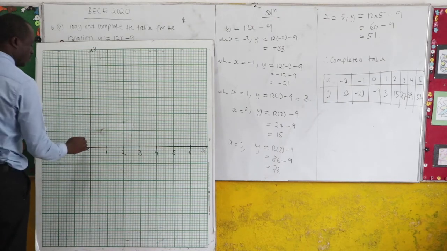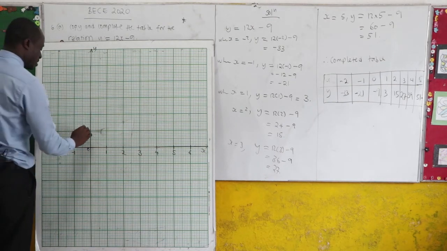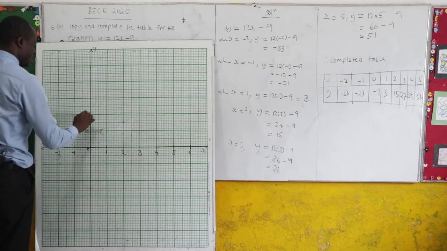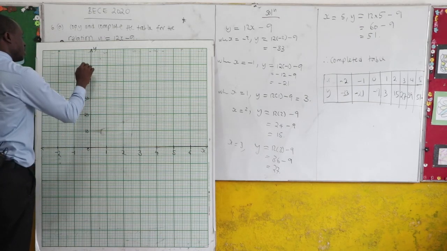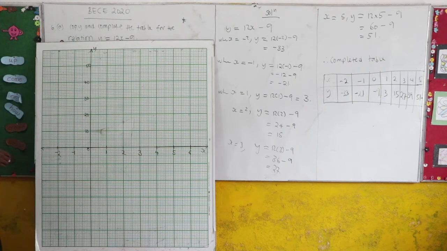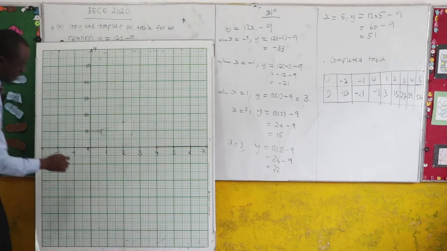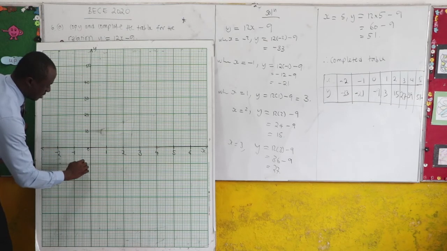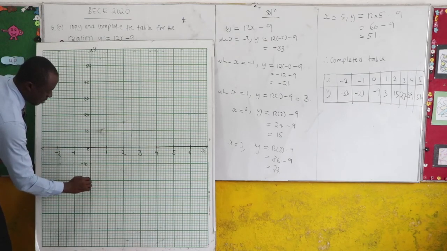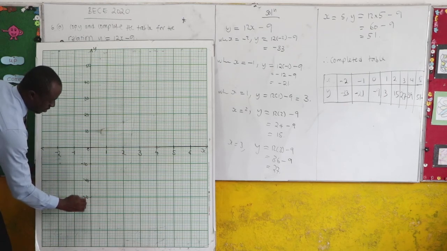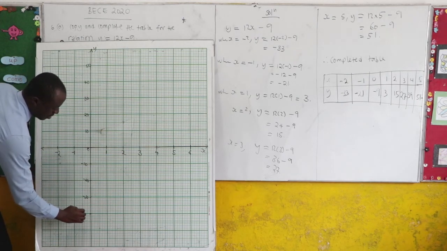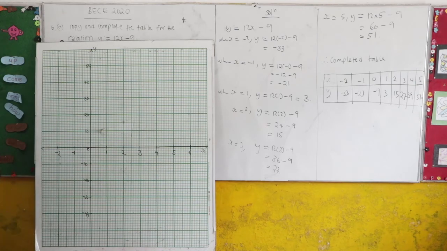Now let's see, 2 centimeters is to 10 units. So this is 10, 20, 30, 40, 50, and this will be 60. Now let's see this. This is negative 10, negative 20, negative 30, negative 40, because the least is negative 33.